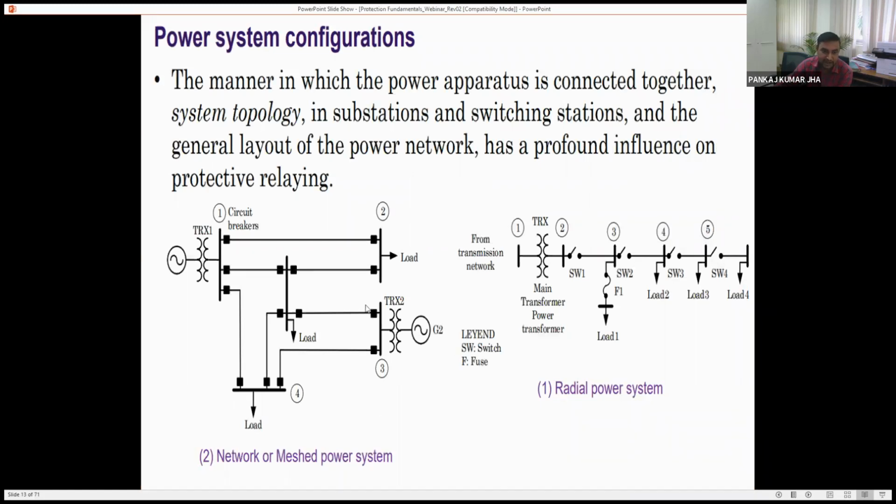This is the second, which is the network or meshed power system. And this network or meshed power system is the most common type, which is prevalent in the transmission networks as well as in distribution networks. So now we will see what the effects of the network or meshed power system on fault current are.